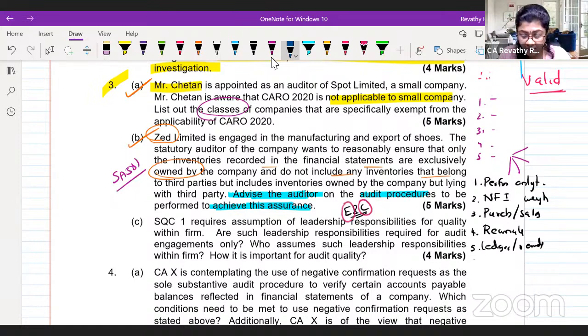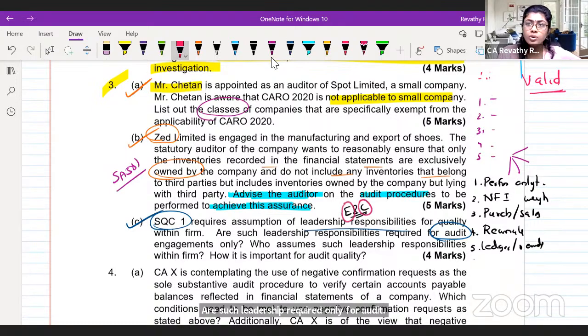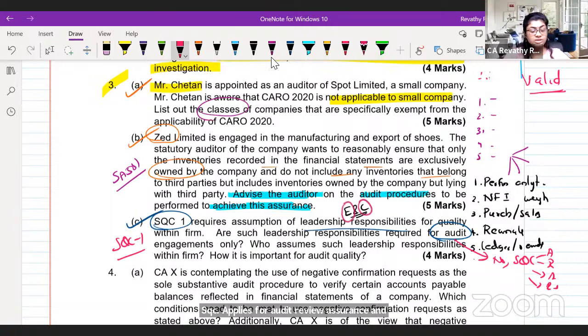Next, question C is a direct question. SQC1 requires assumption of leadership responsibility for quality within the firm. Are such leadership required only for audit? Don't quote 501, you won't get the marks. SQC1 name, do you know? Quality control for firms that perform audit, review, assurance, related services engagements. So is it only for audit? Answer is no. SQC applies for audit, review, assurance, and related services. So the first part answer is not only audit, other engagements also.